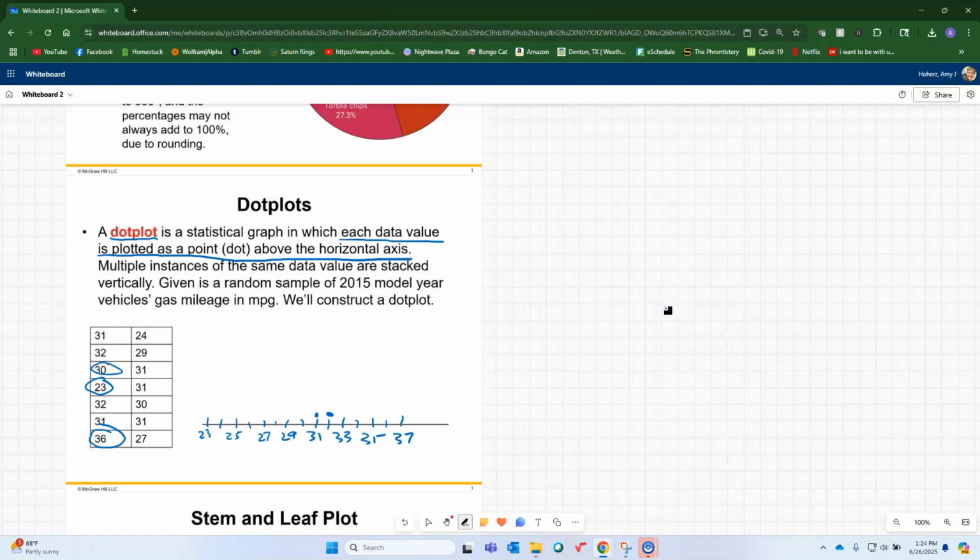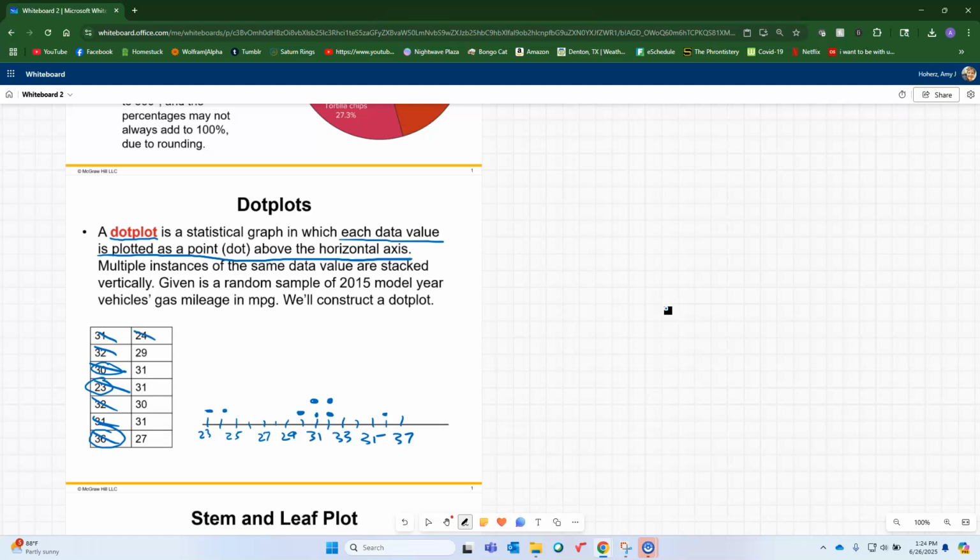30 gets a dot. So we've done these three. 23 gets a dot here above 23. 32 gets a dot, and since there was already a 32, we put it right above. And then 31 gets a dot. 36. We kind of try to keep these even so we can compare the height of these to each other.